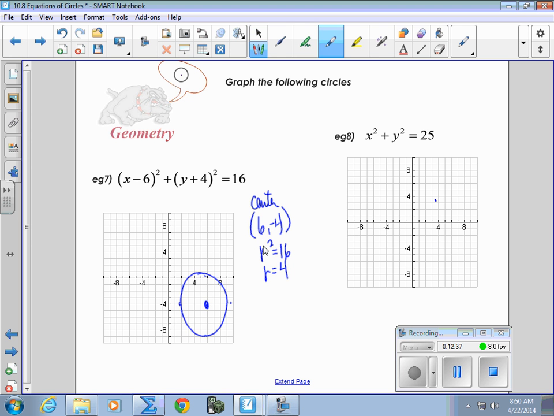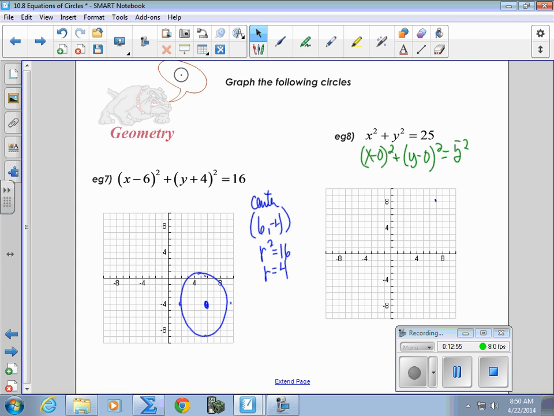The next example, you'll notice I have x squared plus y squared is equal to 25. So where is the center? This is actually x minus 0 squared plus y minus 0 squared is equal to 5 squared. So we know that the center is at the origin, 0, 0, and we have a radius of 5. So hopefully you could plot a center here and then go up 5, over 5, and down 5, and you have yourself a circle.